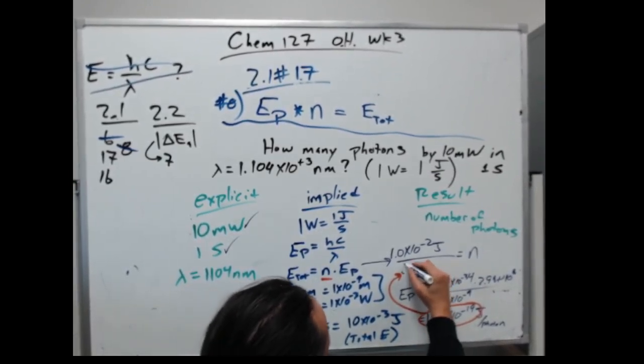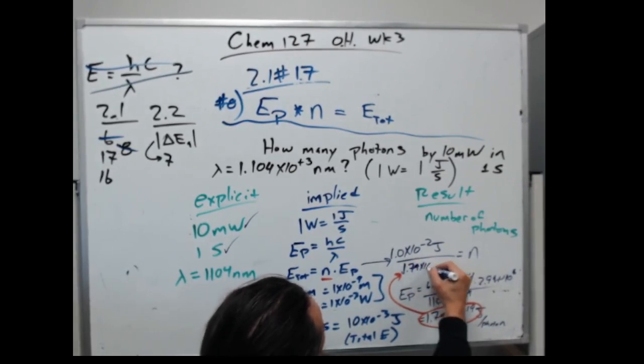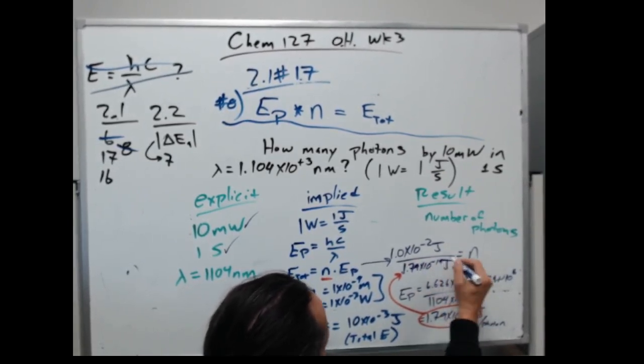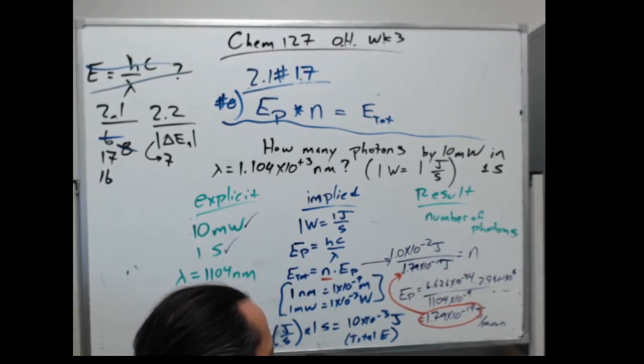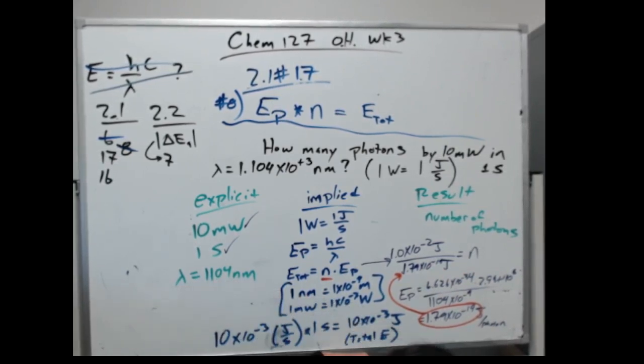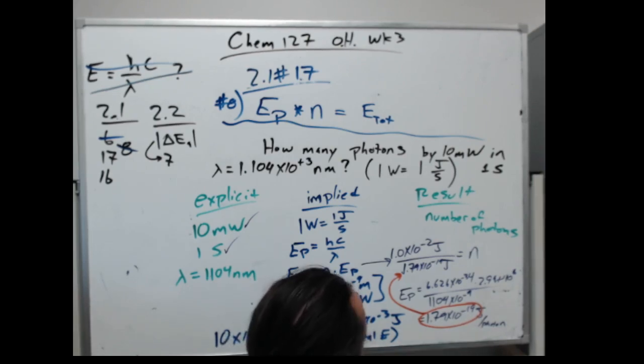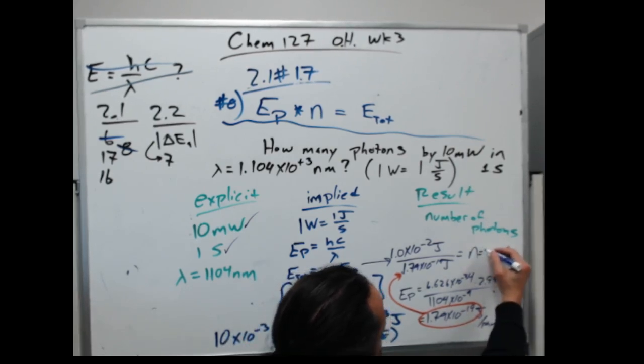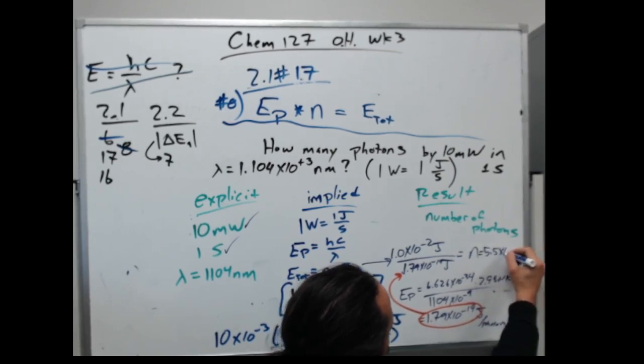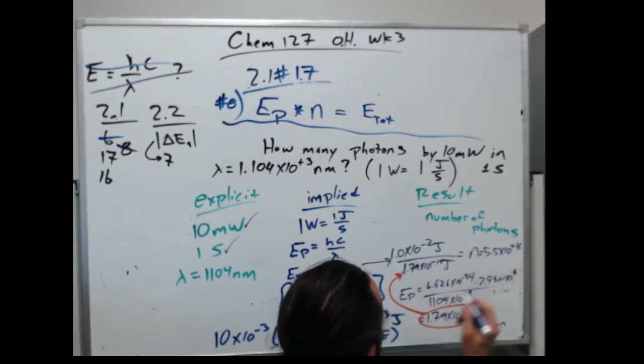I'm going to expect my n, my number of photons, to be a really large number. So I'm going to plug that number in, 1.79 times 10 to the minus 19 joules. And notice my units work out nicely. Joules and joules cancel, and I'll just get a number of things. So I do 1 times 10 to the minus 2 divided by 1.79 times 10 to the minus 19, and I get 5.5 times 10 to the positive 16. So I get this really big number.